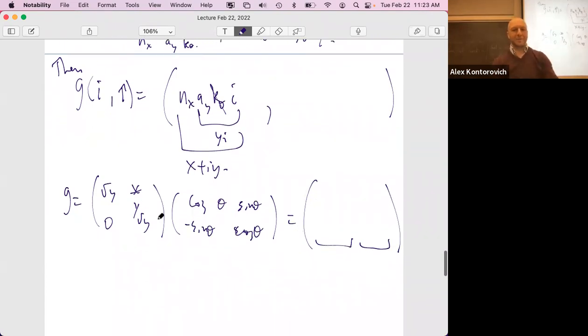So let's work out what these bottom two entries are. I have 0, sine theta, minus sine theta, cosine theta. Minus sine theta over root y there, and then cosine theta over root y here. I'm just multiplying out what g is.